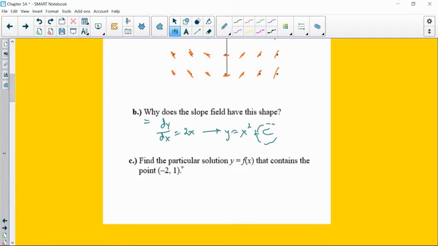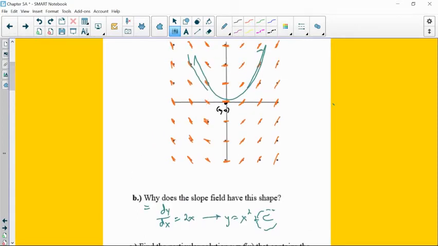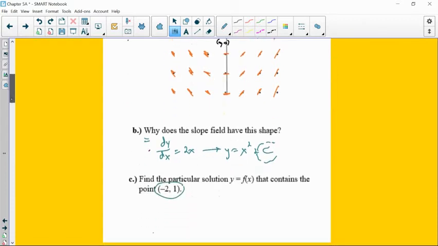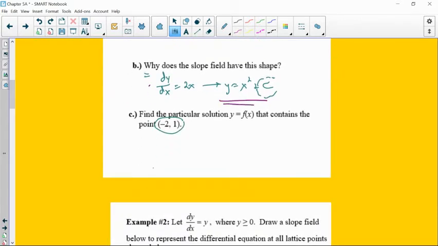All of a sudden it says, hey, negative 2, 1 is part of my graph. So if you know that negative 2, 1, you could even plot that point right here, then all of a sudden you can draw a parabola that might go through that particular solution. And then algebraically, we could solve. If this is our antiderivative, we could say, well, 1 is equal to negative 2 squared plus C. So 1 equals 4 plus C. Therefore, C should have been a constant negative 3. So then my actual particular solution would have been x squared minus 3.